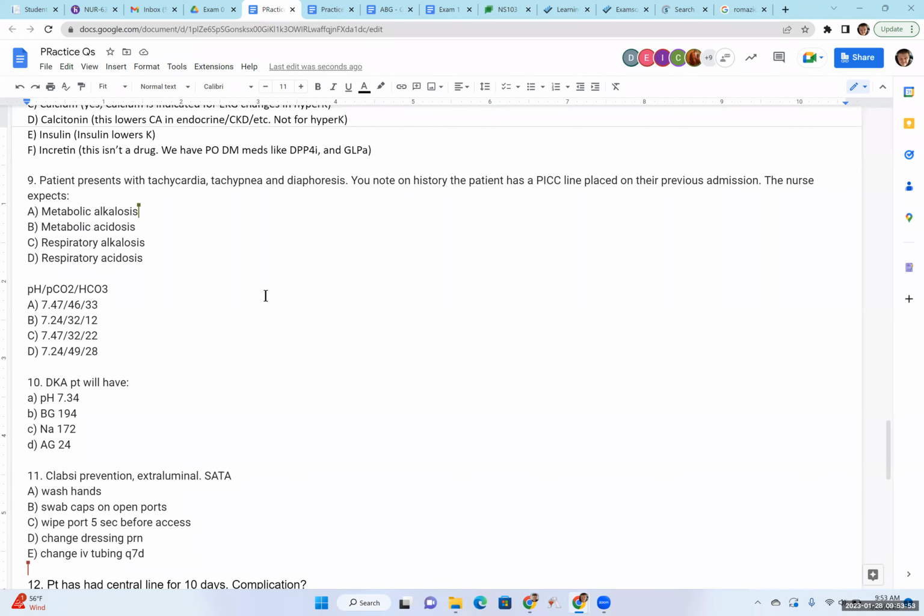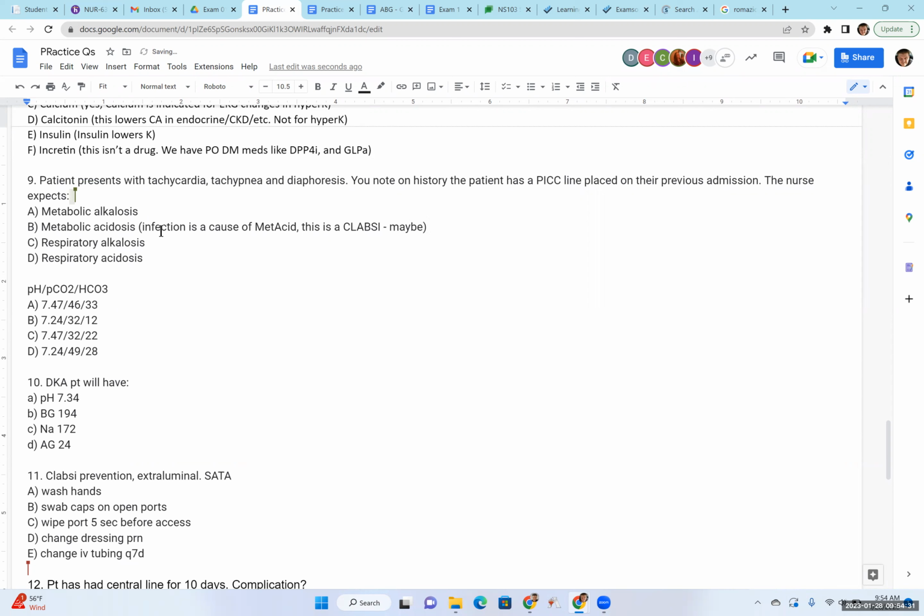I'd probably give you something like they have purulent output or something. I should have asked you, what are signs of a PICC line infection? Purulent output, right? Febrile, right? Reddening, right? So that's a sign that they have an infection. And infections put you at risk for what ABG disorder? Metabolic acidosis, right? Infection is a cause of metabolic acidosis.